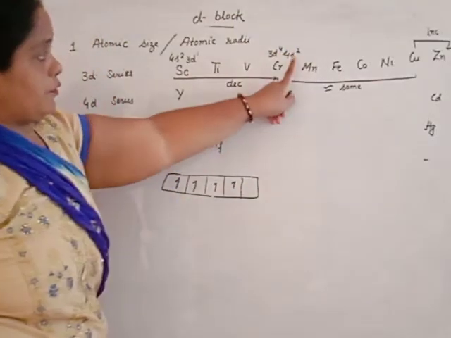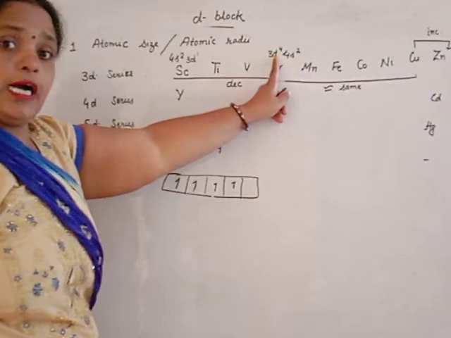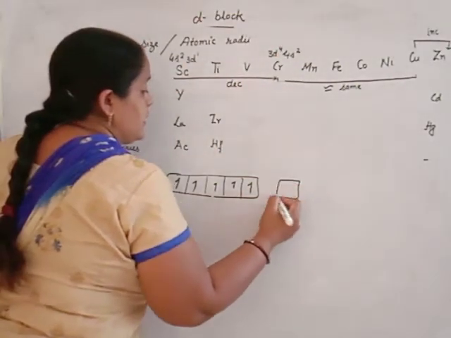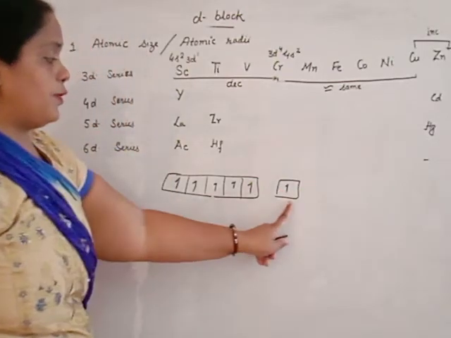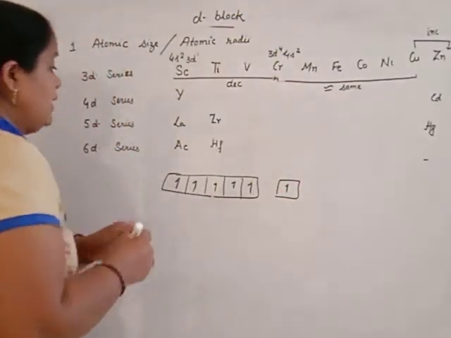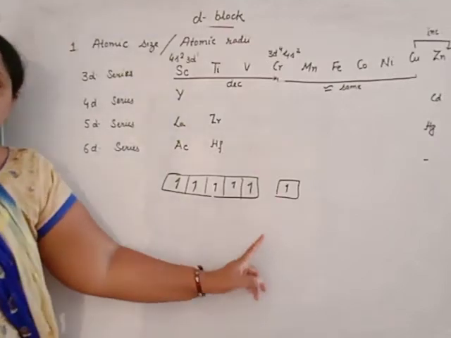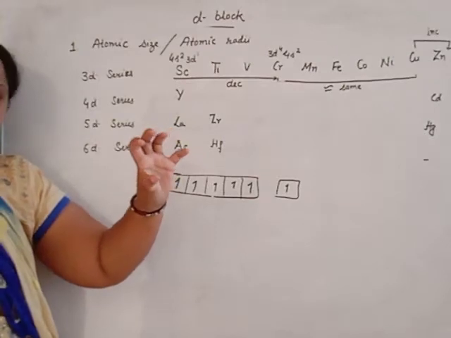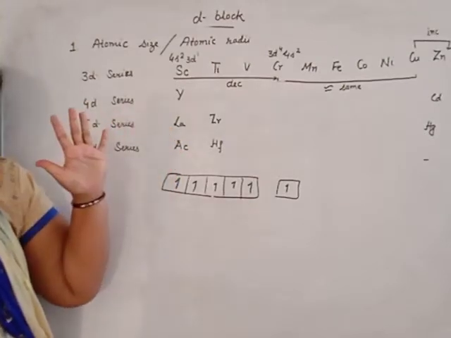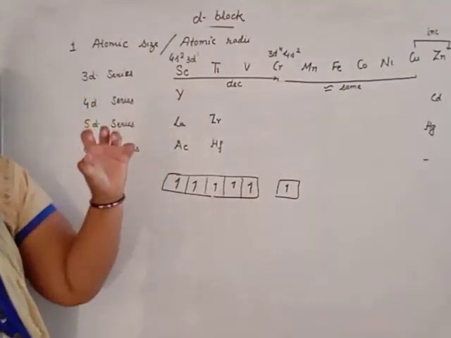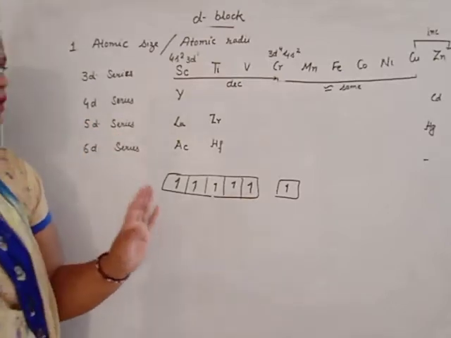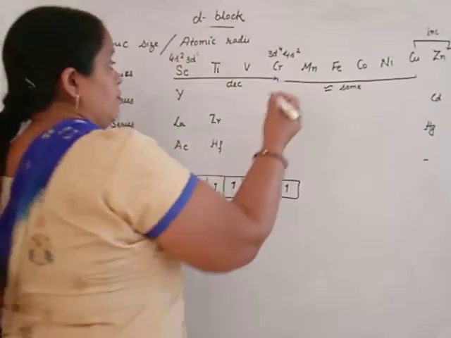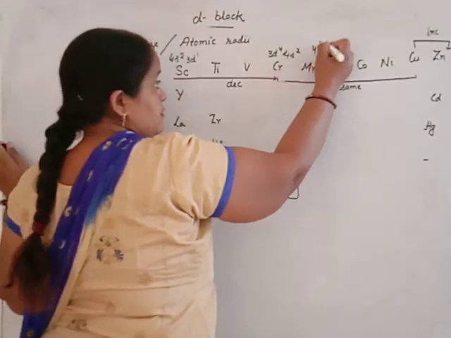By gain of one electron, it becomes half filled, by jumping one electron from 4s. Only the number of electrons increases, but there is no increase in the repulsion. Number of electrons in the outermost shell increases, number of protons in the nucleus increases, force of attraction increases, and size decreases. It is okay. But when we move from chromium to manganese, manganese is 4s2 3d5.